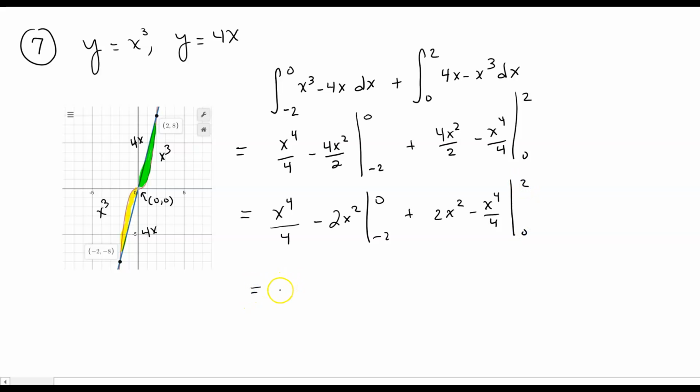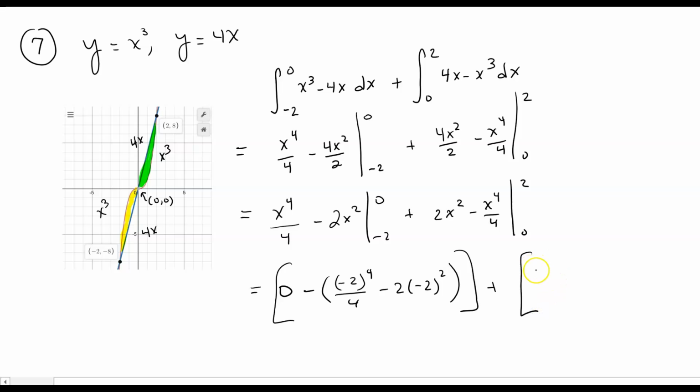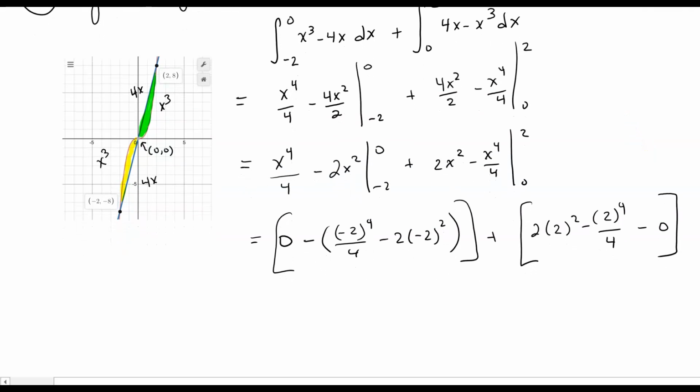And so we get something that looks like this. You plug in the 0, you're going to get 0 minus, and now we're ready to plug in the negative 2. So negative 2 to the fourth over 4 minus 2 times negative 2 squared. We've got that right there. Now we're going to add the second part. We don't need to plug in the 0, but you'll see what we get. You get 2 times 2 squared minus 2 to the fourth over 4 minus 0, because plugging in 0 just yields 0 for all of that. Okay, so really nice here.